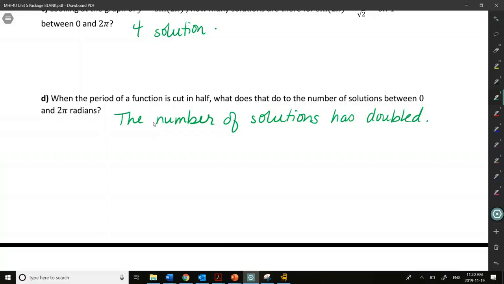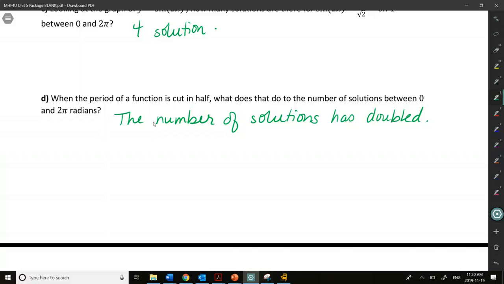So depending on what your k value is, if I compress the graph, I'm going to get more solutions within 0 to 2 pi by a factor of k. So if my k is 2, I'm going to get double the number of solutions that I would normally have between 0 and 2 pi. If my k value is 3, I'll get triple the number of solutions between 0 and 2 pi. If my k value is 4, what's going to happen to my number of solutions between 0 and 2 pi? It will quadruple, right?